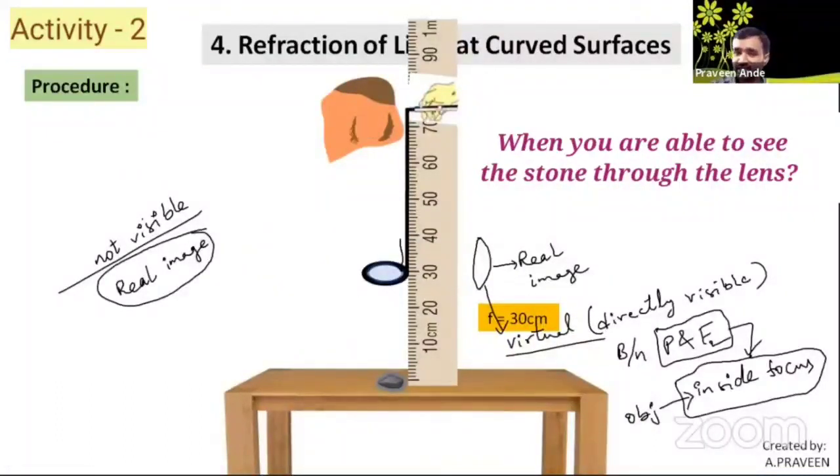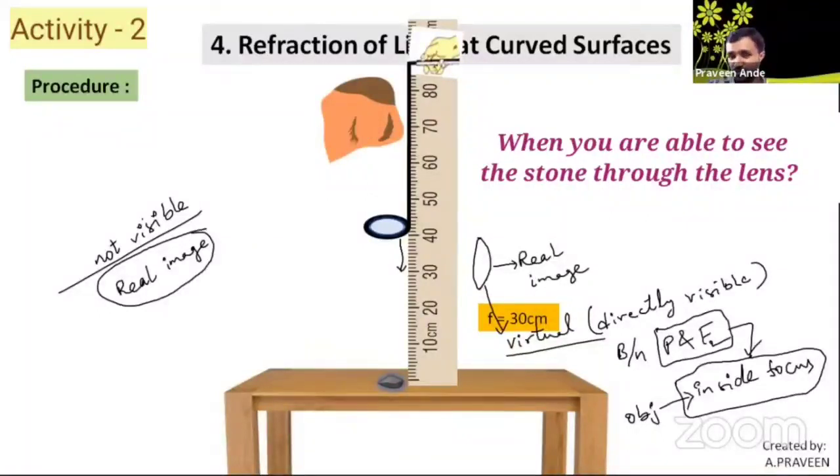See, at 30 centimeters he is able to see that. We decided the focal length as 30 centimeters. If it is moved a further distance, he is unable to see the stone through the lens, so that forms a real image. So simply, in the air you are able to find out the focal length of the lens by viewing the object through the lens clearly.